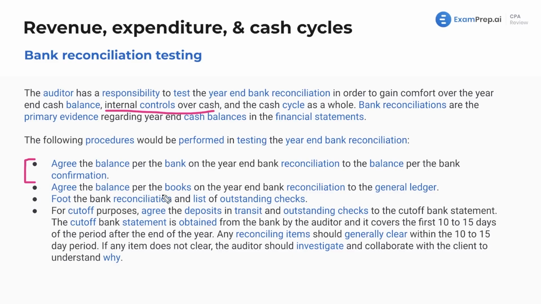Next, agree the balance for the books on the year-end bank reconciliation to the general ledger. So this bank rec is its own document, right? It's its own report. And what you're going to do, the unadjusted balances at the top, you're going to want to compare that to what you see in the bank confirmation. And then you want to agree the balance for the books to the general ledger. And if those look good, that's a first step, make sure those look good.